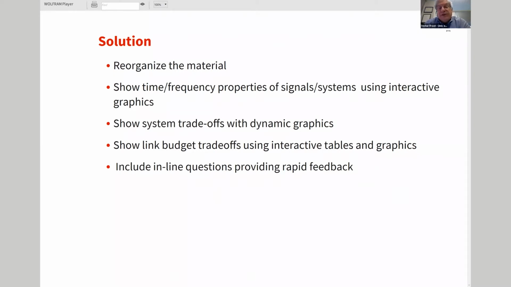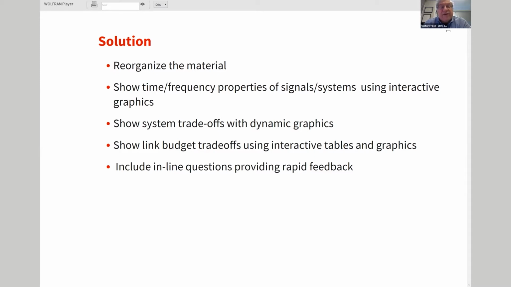And this enabled me to show some interactive graphics and use these to show system trade-offs. In communication systems, it's common to use link budgets to trade off one parameter for another, and that was also helpful.